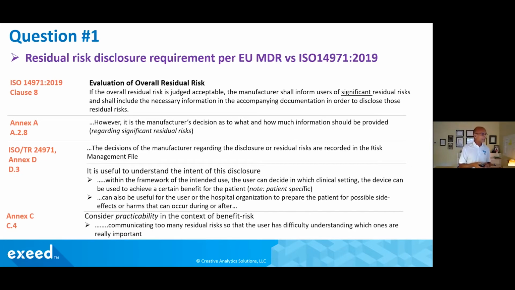This is important. Annex CC.4, we need to consider practicability and the context of benefit-risk. And what they are saying is that communicating too many residual risks, so that the user has difficulty understanding which ones are really important. Makes sense, right? You cannot fly a plane that has a very complex dashboard. So you need to prioritize, simplify, and help decision.